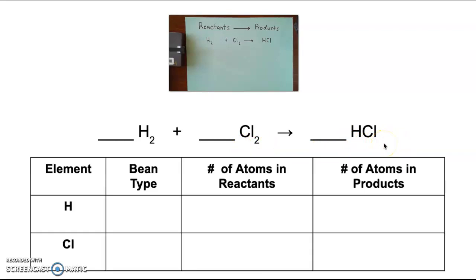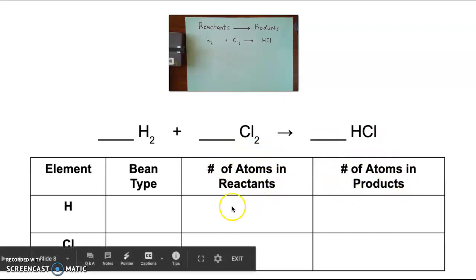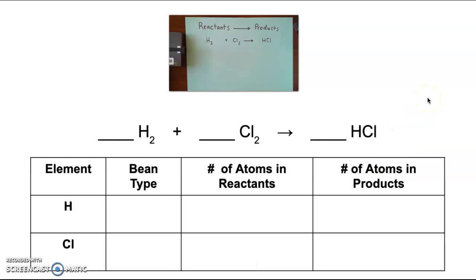And I've got a little table here that's going to help me keep track of everything. And I'm going to know that my equation is balanced when I've got the same number of atoms in my reactants that I do in my product. So I want to make sure I've got the same number in both of these boxes here for hydrogen and then for chlorine. All right, and so what I'm going to do first is I'm going to pick a type of bean to represent hydrogen and to represent chlorine, and then I'm actually going to build these molecules here.